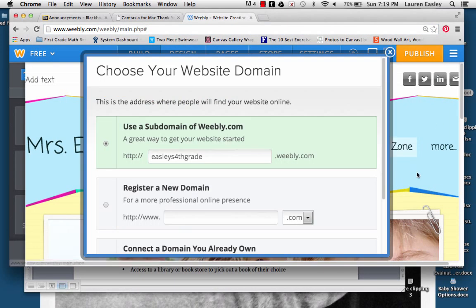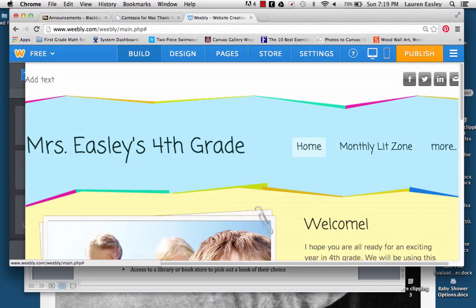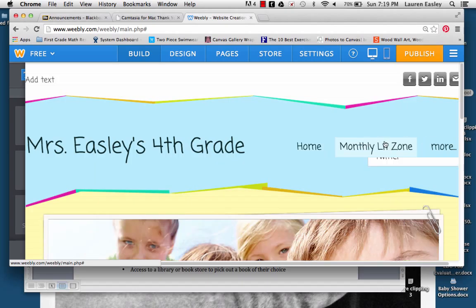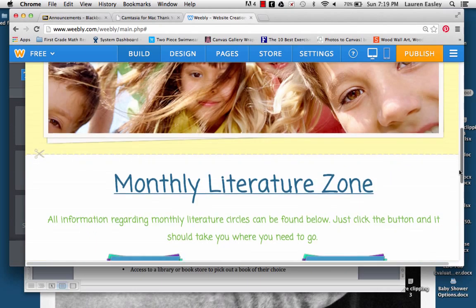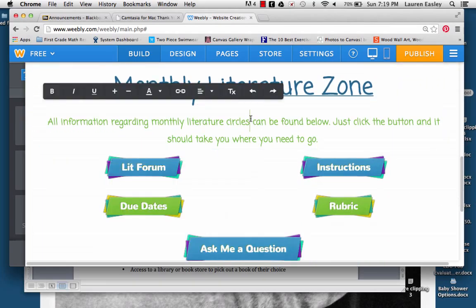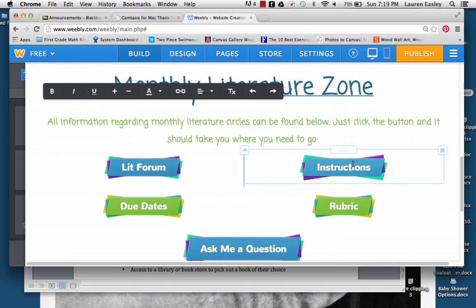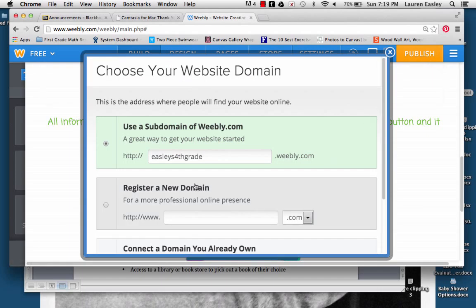Okay, so here, this is my fourth grade class website. We'll start at home, and here's a welcome. Then each month they would click on the monthly Lit Zone. And here's a forum. This is where they would go to type and fill in their monthly postings. And here are the different instructions and the due dates, the rubric, and if they need to ask me something, they can also visit there.